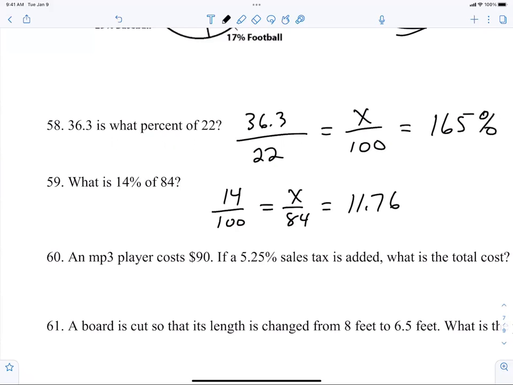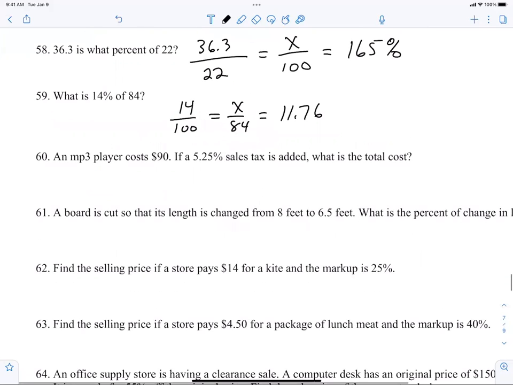So 165%. Okay, an MP3 player costs $90 at 5.25% sales tax. What's the total cost? Mikey, what am I going to do? 90 times 1.0525. Yes, everybody mark that down. 90 times 1.0525. That'll give the total $94.72. I'm happy with that.